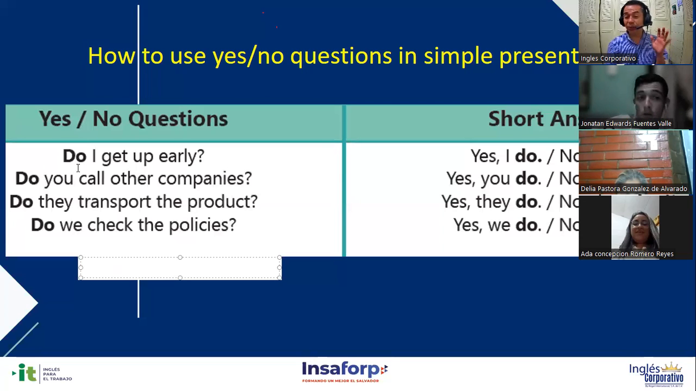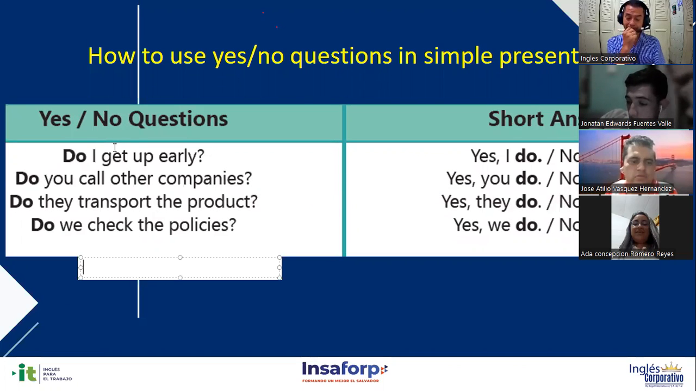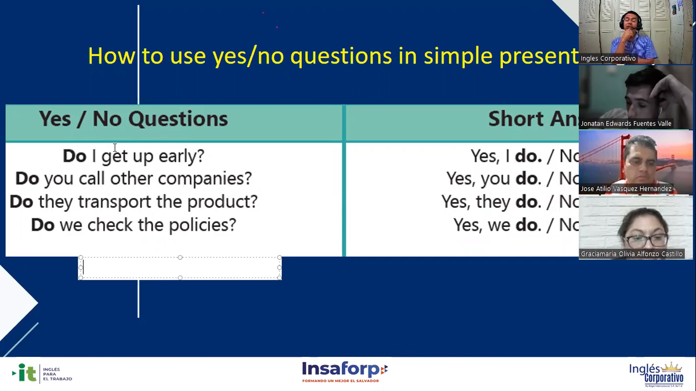But in questions, number one, we use the auxiliary do or does, right? Then the verb is get up. And notice that in simple present, we always have the subject and the verb. Siempre va a haber un sujeto y un verbo en presente simple. In this case, the subject is I, and the action is get up. The next question, do you call other companies? The subject is you, and the verb is call. Do they transport the product? What is the subject? They. And what is the verb? Transport. Very good. Do we check the policies? What is the subject? We. And the verb? Check, right? Very good.